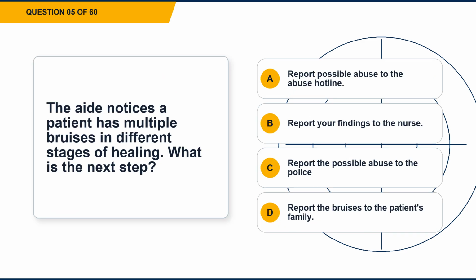Question 5. The aide notices a patient has multiple bruises in different stages of healing. What is the next step? Option A. Report possible abuse to the abuse hotline. Option B. Report your findings to the nurse. Option C. Report the possible abuse to the police. Option D. Report the bruises to the patient's family.